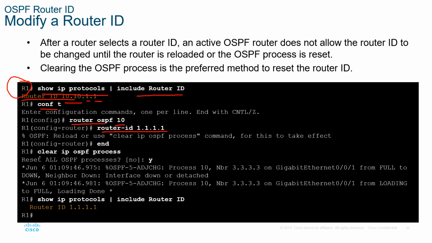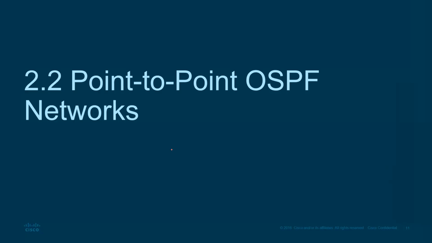Okay, then we end. So when you say clear IP OSPF processes, it will ask you to reset all OSPF processes, then you use Y to say yes. So it's going to now reset. What is it resetting? From this router ID to this router ID now. So that is how to clear it. So remember the command, you use it in privilege mode, not in global configuration mode. Clear IP OSPF processes.